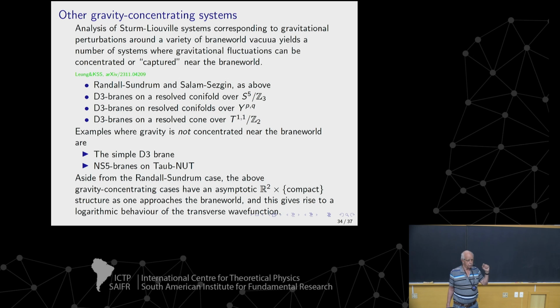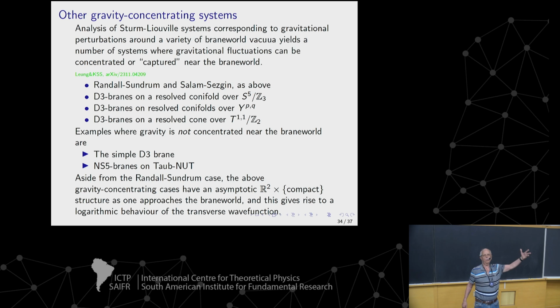Aside from Salam-Sezgin, which I've talked about, these have a certain structure which may in fact be general. They have an asymptotic R2. Remember the nose of the Iguchi-Hansen. There's an asymptotic R2 times compact directions structure as you approach the brane world volume. And this gives rise to the logarithm. Remember, the Laplace equation in 2 dimensions is a logarithm. That's where that came from. It's from those 2 dimensions. It's the nose of Iguchi-Hansen.